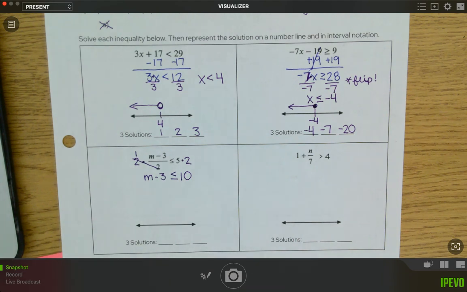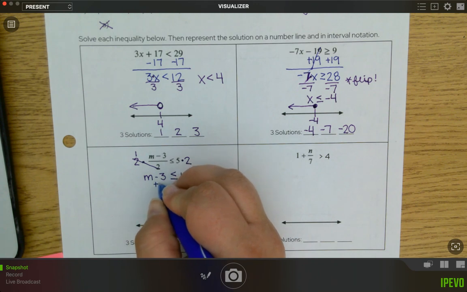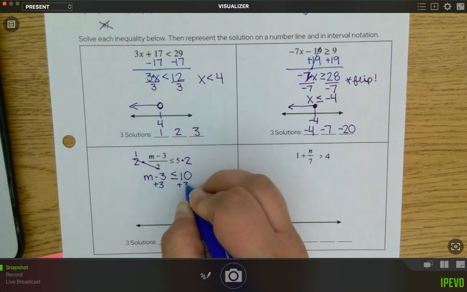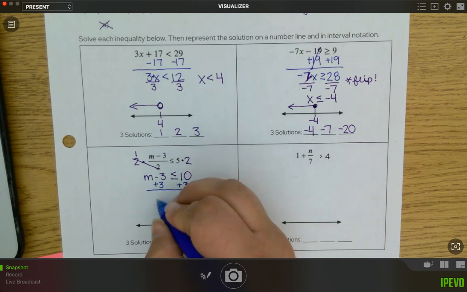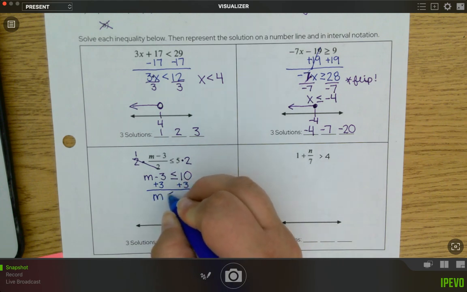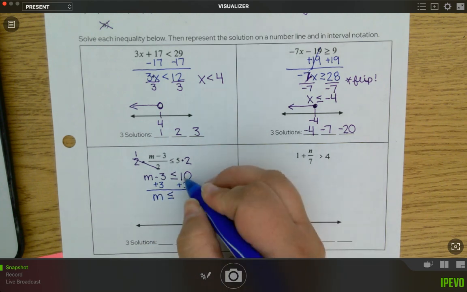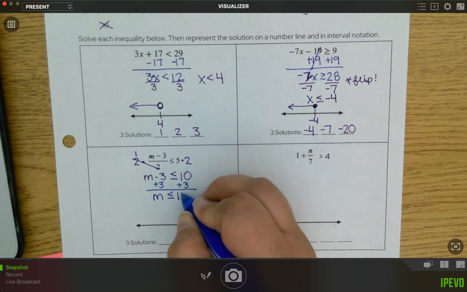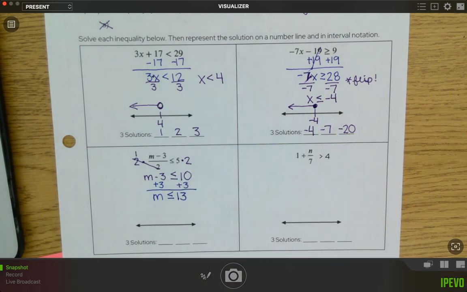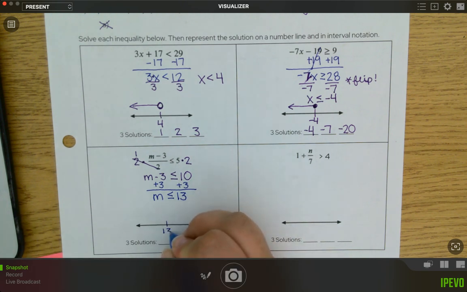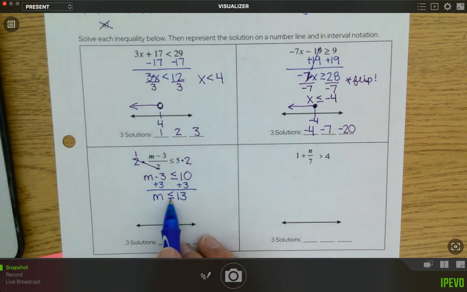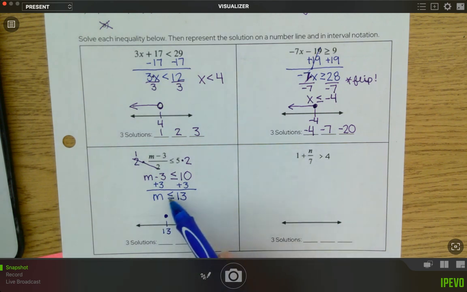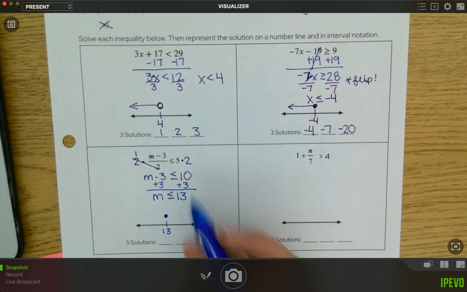Now we can move the 3 because it's not part of the fraction anymore. It's -3, so we need to add 3 to both sides. M is less than or equal to 10 plus 3, which is 13. So we put 13 on our number line. Keep a closed circle because it's still or equal to. That's what this little piece right here means. And it's going to the left again.